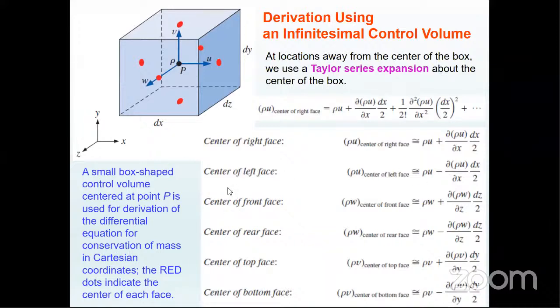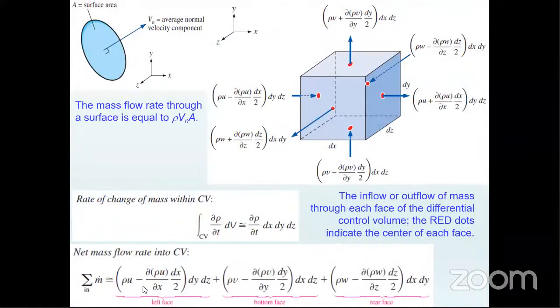A small box, which is assumed as the control volume and is centered at P, is used for the derivation of the differential equations for the conservation of mass in Cartesian coordinates. The red dots are showing the center of each face. If you go for the net equation, the total flow which is coming in should go out. Left face, the total sum, bottom face, the rear face.